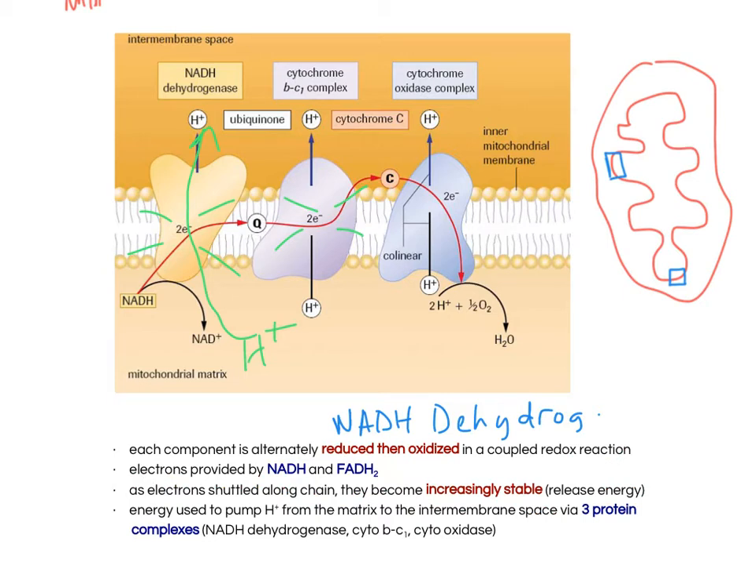Now it's time to talk about what happens to those 2 electrons that NADH gives up. Where do they end up? They have to end up somewhere. Let's look. You'll remember that the overall reaction for cellular respiration is that we have our glucose, C6H12O6, and 6 oxygens, and we produce 6 CO2s and 6 H2Os, right?